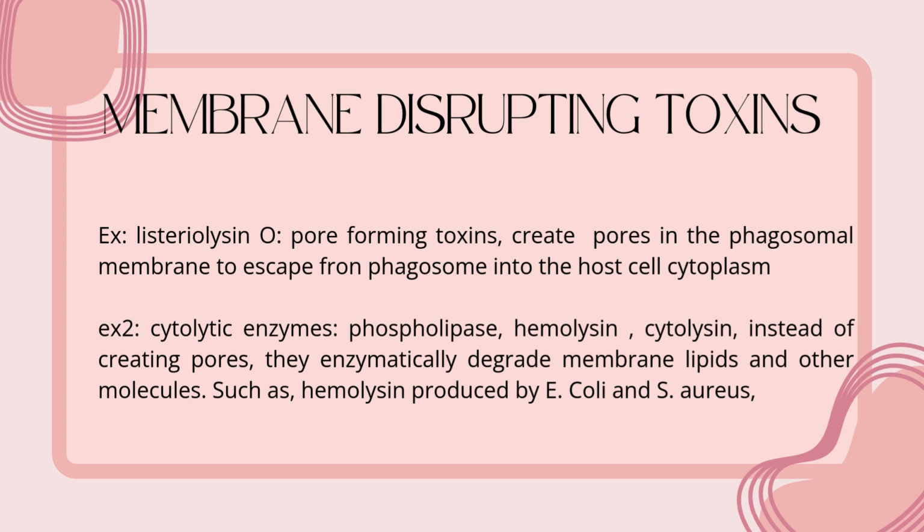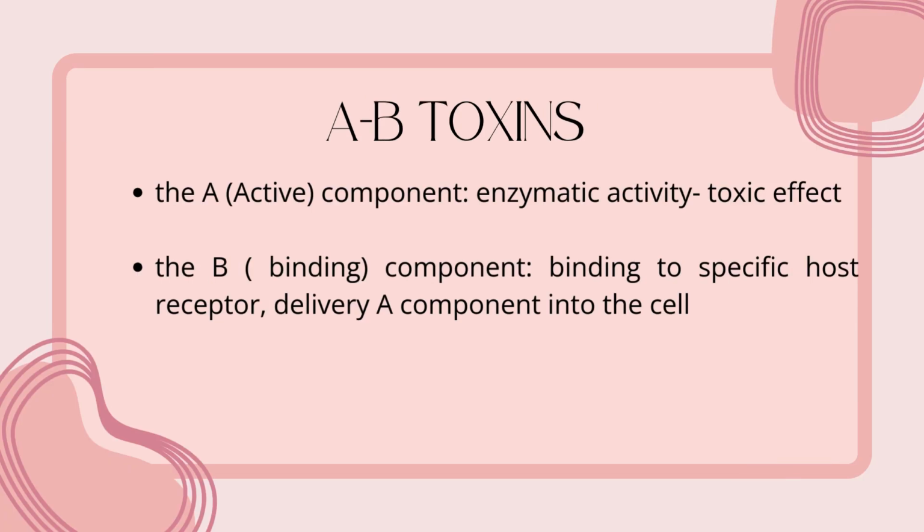Membrane-disrupting toxins. Example, Listeriolysin O. Pore-forming toxins create pores in the phagosomal membrane to escape from the phagosome into the host cell cytoplasm. Examples of cytolytic enzymes: phospholipases, hemolysin, cytolysin. Instead of creating pores, they enzymatically degrade membrane lipids and other molecules, such as hemolysin produced by E. coli and S. aureus.